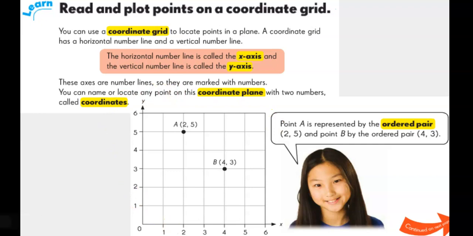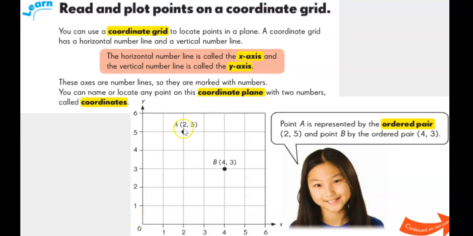This right here is a coordinate grid. We use it to locate points on a plane or a flat surface. A coordinate grid has a horizontal line and a vertical line. The horizontal line is called the x-axis and the vertical line is called the y-axis. These axes are number lines, so they are marked with numbers. You can name or locate any point on this coordinate plane with two numbers called coordinates.